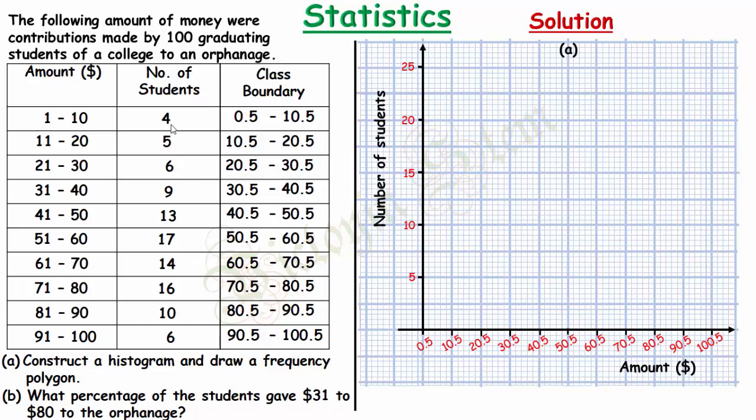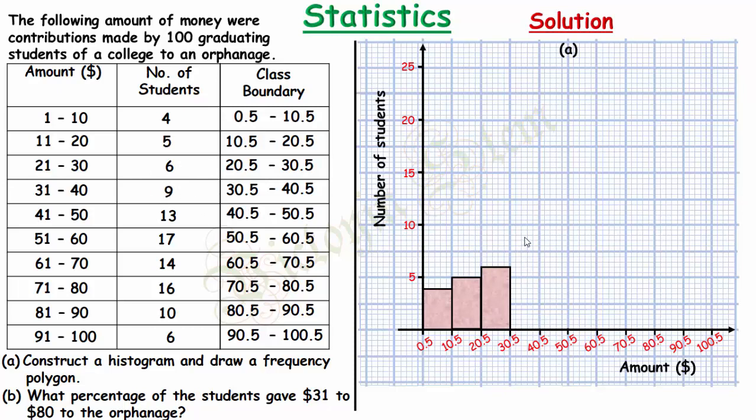The first bar, which is values from 1 to 10, represented by the class boundary 0.5 to 10.5, the amount of students that gave that amount of money in the question is 4. So I will stop somewhere here, right? So I have 4 for the first bar. The second bar is 5. So I'll stop around here if I plot the graph. The third bar is 6. So somewhere here. The next bar is 9.